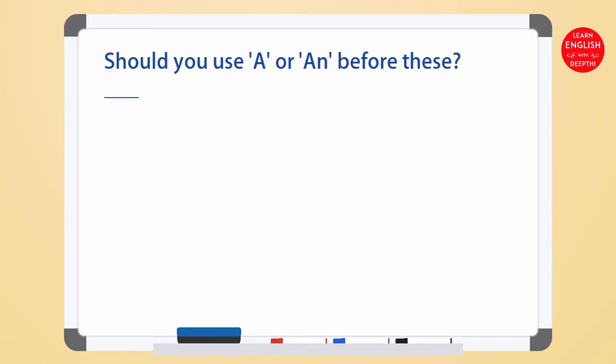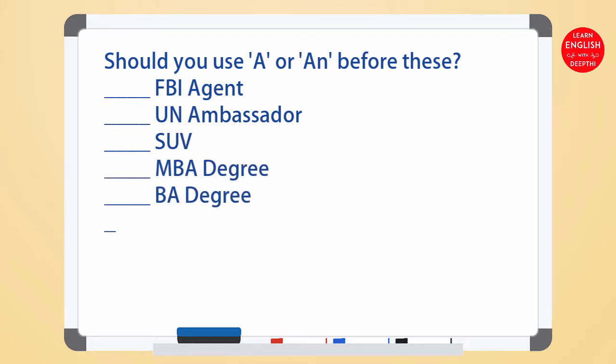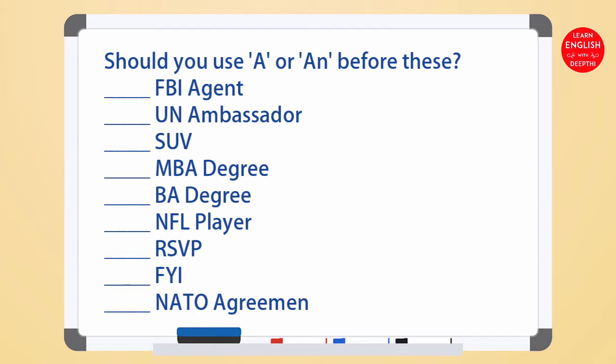FBI agent, UN ambassador, SUV, MBA degree, BA degree, NFL player, RSVP, FYI, NATO. So please take a look at these abbreviations. What do you think you should use with them? Pause the video, figure out the answers, and then we'll discuss it.